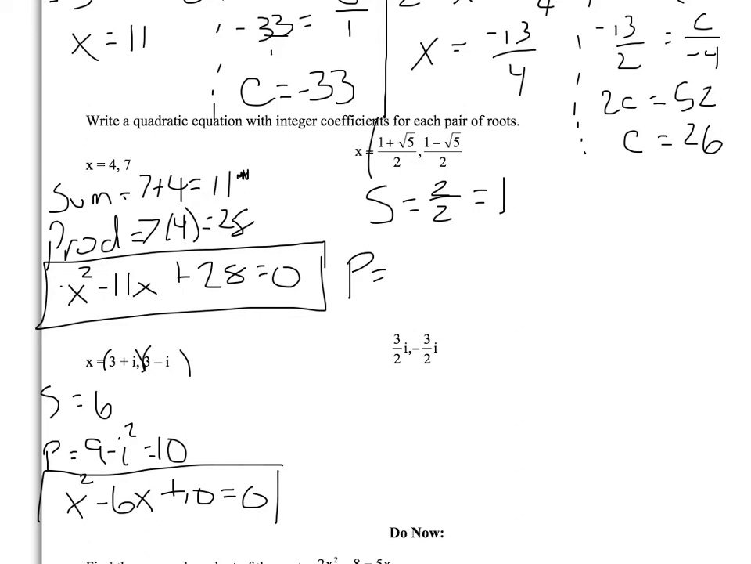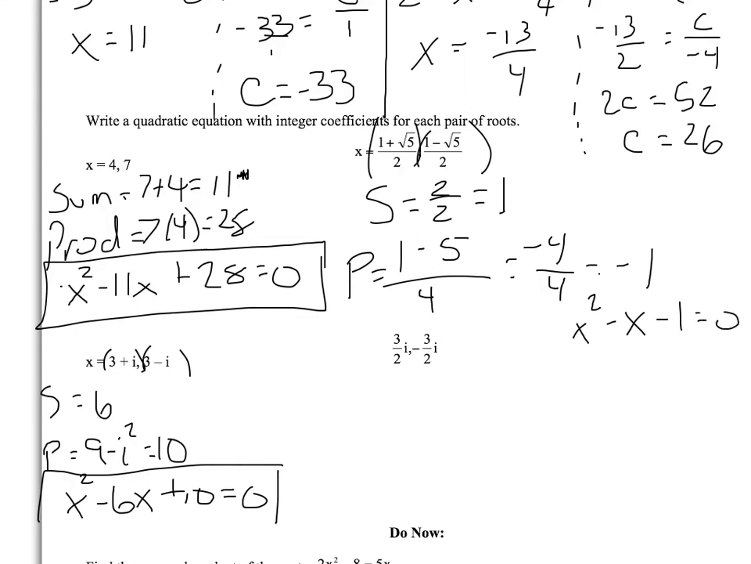For the product, we have to multiply. If I do the denominator first, 2 times 2 is 4. In that numerator, we're going to have 1. Negative radical 5, positive radical 5, the inner terms cancel. Radical 5 times negative radical 5 is going to be negative 5. 1 minus 5 is negative 4 over 4, which is negative 1. So my equation will be x squared. Change the sum to negative x minus 1 equals 0.